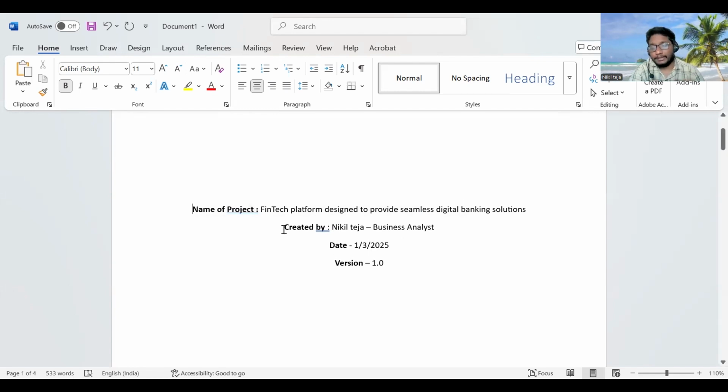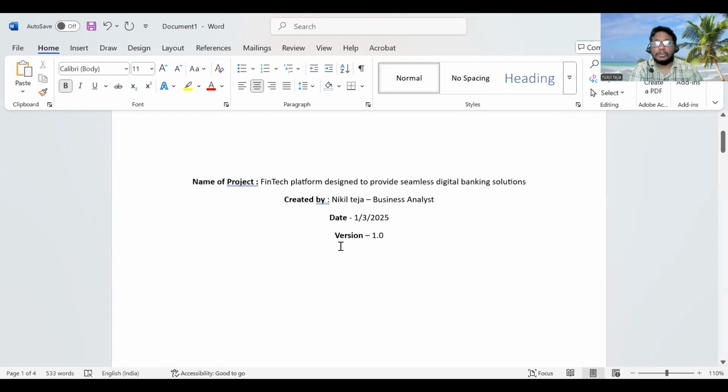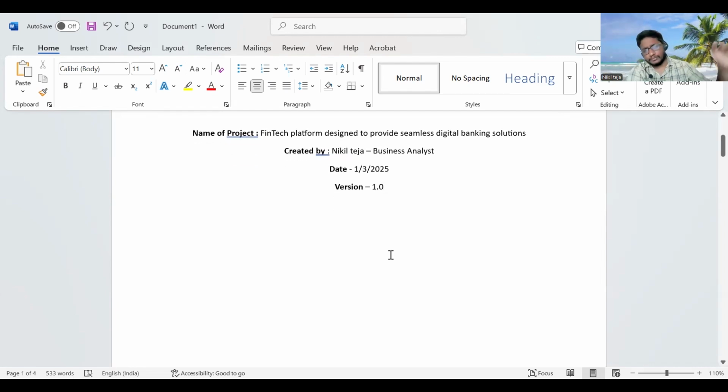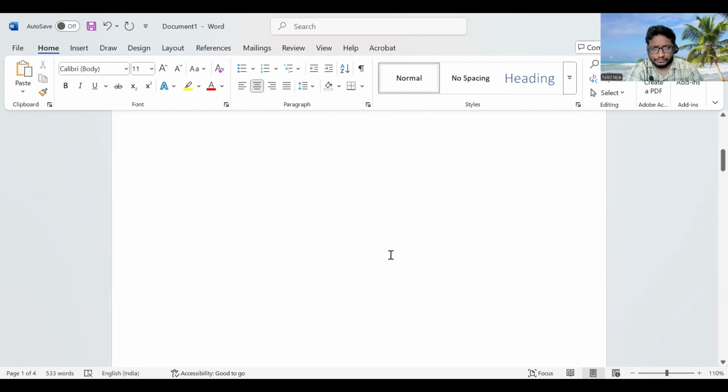It is created by Nikhil Teja, right? He is a business analyst. Actually, a business analyst will be creating BRDs and FRDs. So it is created by me, therefore I kept my name. I created it on first of March 2025, and this is version one. If you are making any changes, you can keep it as version 1.1 or 1.2. But this is the first BRD of this fintech app, so I kept it as version 1.0.